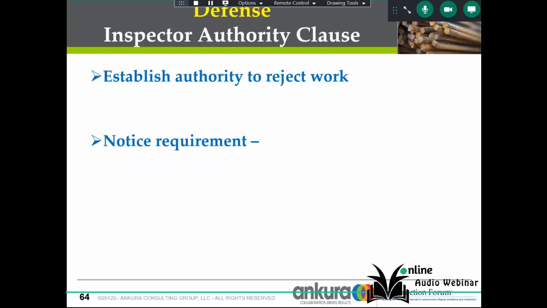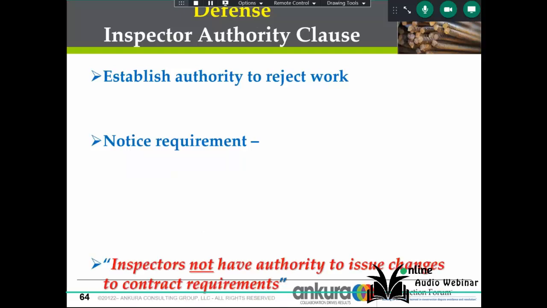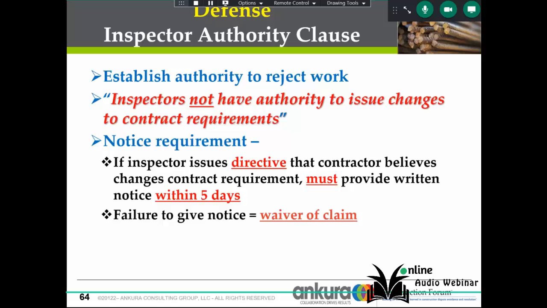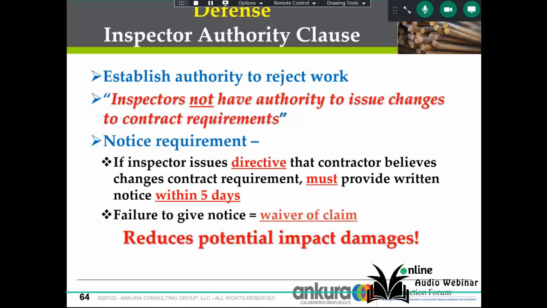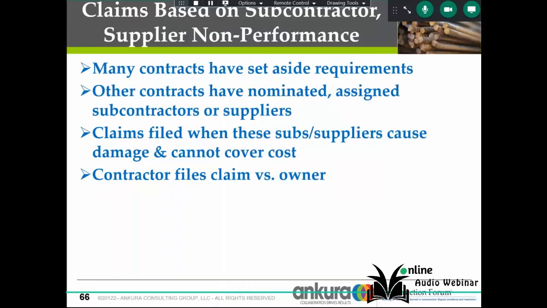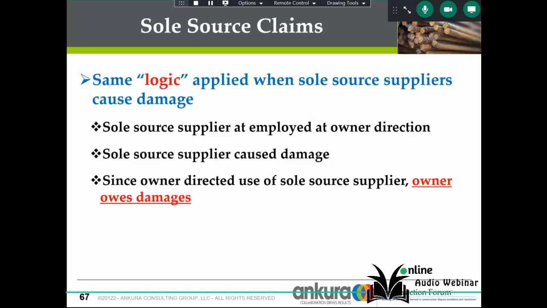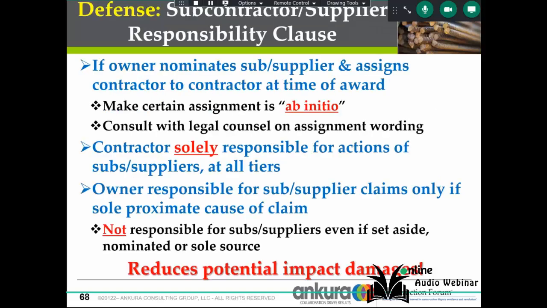Another defense, inspector authority clause. Establish the authority to reject work. If it changes the contract requirements, they must provide written notice within 5 working days. Failure to give notice equals waiver of claim. Subcontractor impacts. These are claims based on subcontractor or supplier non-performance. A lot of the argument is, well, lost revenue impacts.